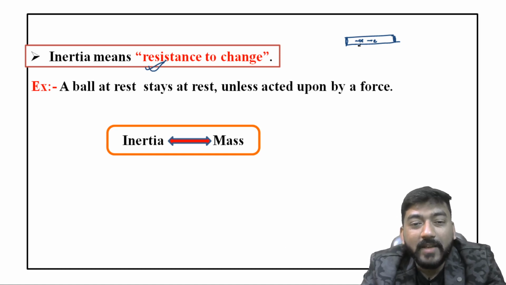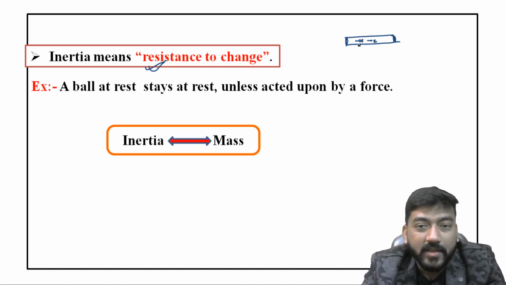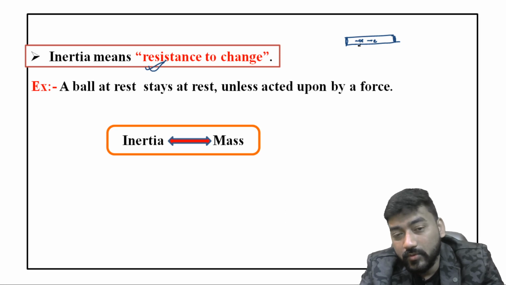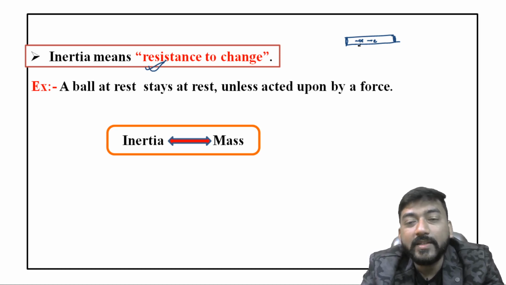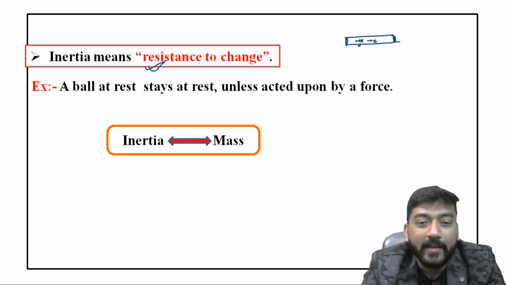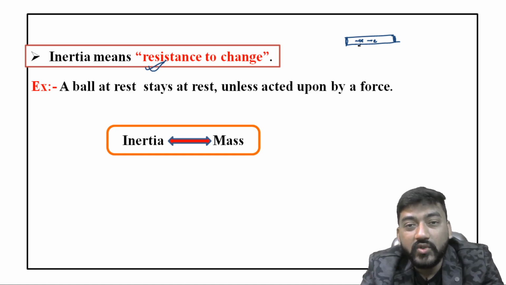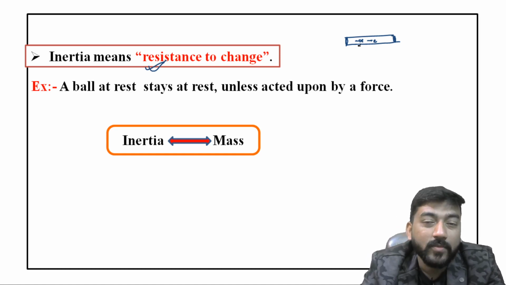Okay, so mass is actually the measurement of inertia. Inertia is a property of an object, and if you want to measure this property, you have to take a physical quantity, and obviously mass is the measurable quantity of inertia. If the mass of the object is high, then obviously the resistance is high to move the object or to stop the object.